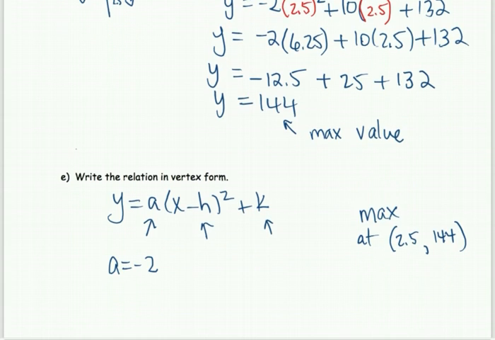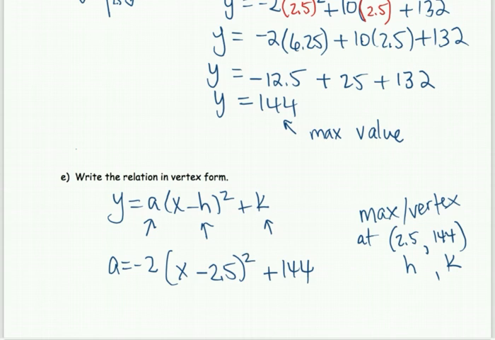Remember, the max is also the vertex, and the vertex in the vertex form are the letters H and K. So we're going to throw them in and write the numbers instead of the letters.